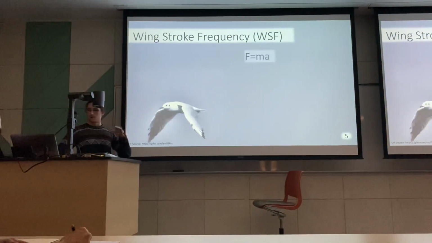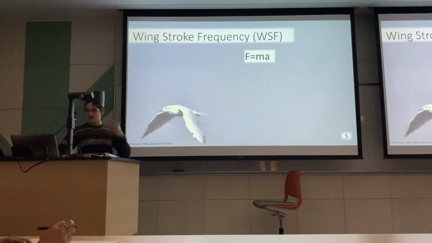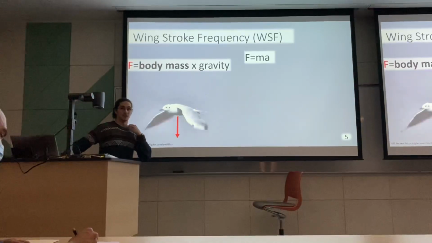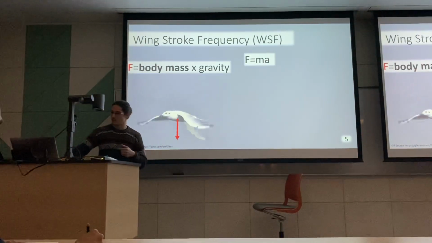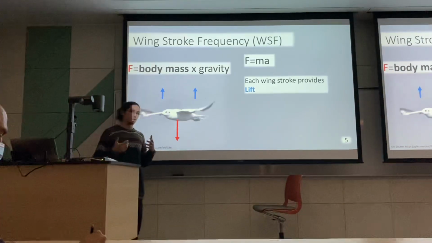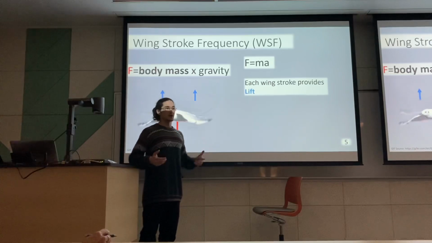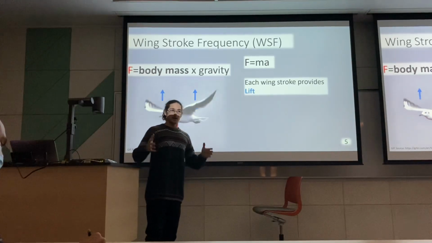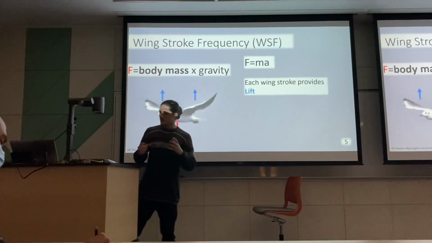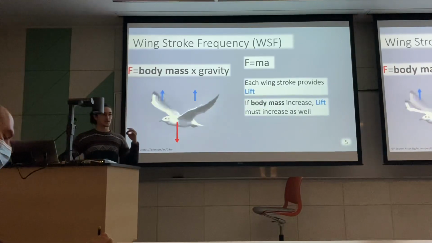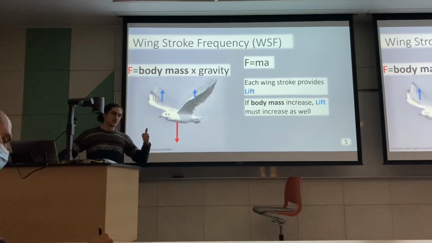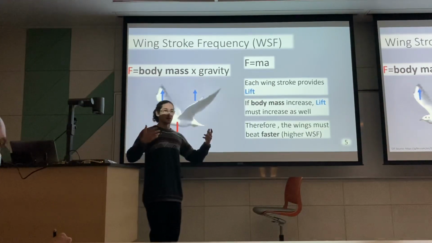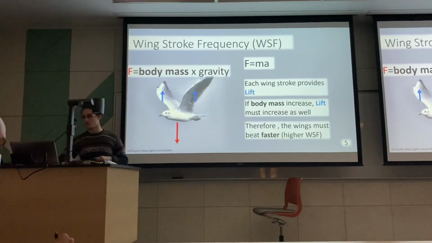So we all remember force equals mass times acceleration. In this case, in a bird flying, you have a downward force that is guided by body mass and gravity. So that is our downward force, and we need a counter force, which is lift, which is provided by the wings. Every wing stroke provides lift by pushing air down, and every wing stroke provides the same amount of force. So that's important to retain. So if body mass increases, so must lift. And because every wing stroke is the same amount of lift, they need more wing strokes per second to keep up their flight with additional weight.